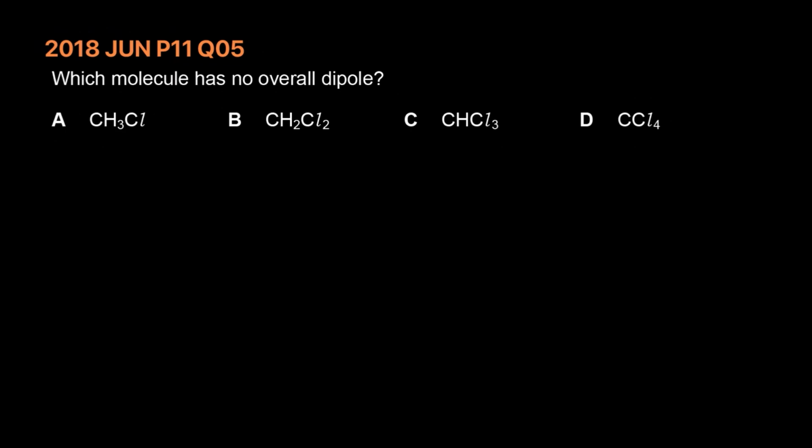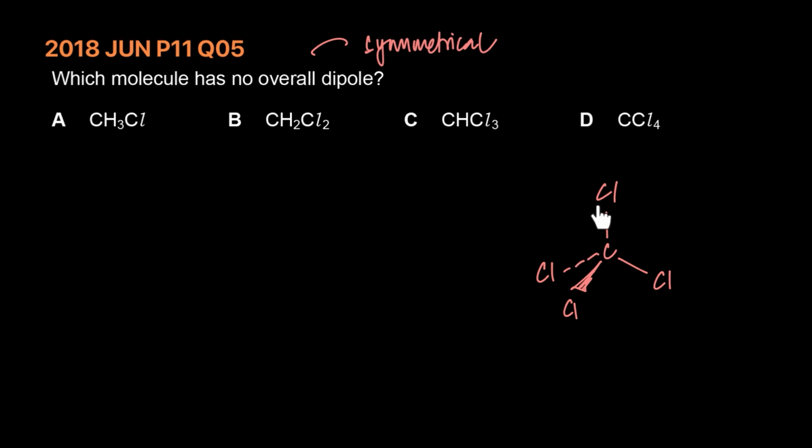So no overall dipole means the molecule is symmetrical. Here, the molecules are all tetrahedral, by the way. The difference is the other three have a varying number of chlorines. In this case, all four ends are chlorine. In this one, 3 will be chlorine, 1 hydrogen. 2 chlorine, 2 hydrogen, 3 hydrogen, 1 chlorine. So it is going to be delta for this, yeah? So this question would be delta.